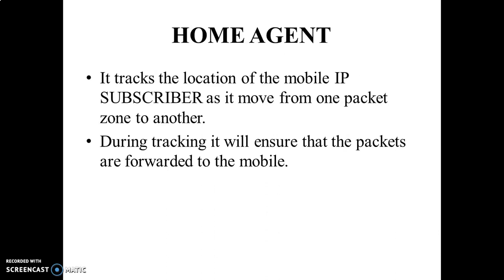Then moving on to the home agent. The home agent tracks the location of the mobile IP subscriber as it moves from one packet zone to another. During tracking, it ensures that the packets are forwarded to the mobile. So that is the function of the home agent.